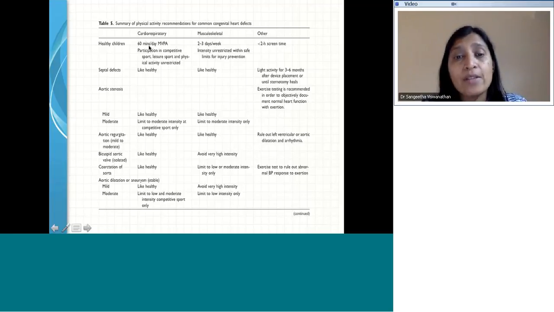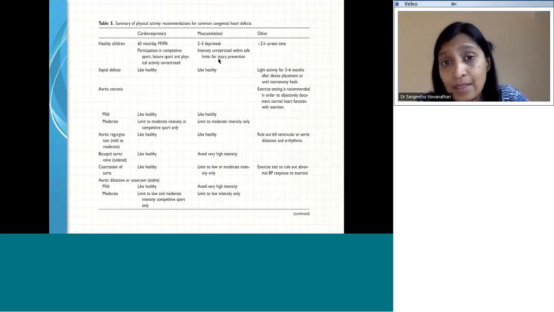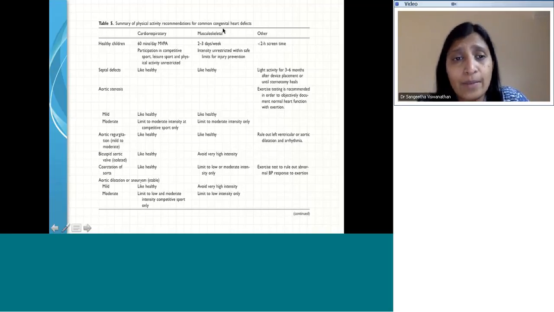So healthy children, like we said, they can do. They're recommended to do at least 60 minutes of moderate to vigorous physical activity every day. They can participate in competitive sport, leisure sport, and their physical activity is essentially unrestricted. This is healthy children. Musculoskeletal activities can be done 2 to 3 days in a week within safe limits so that they don't get injured. And they should have less than 2 hours of screen time. This is the normal recommendation.